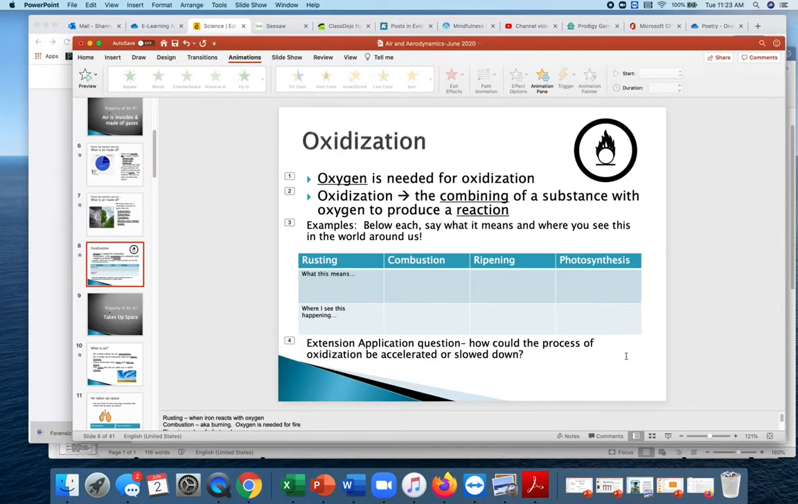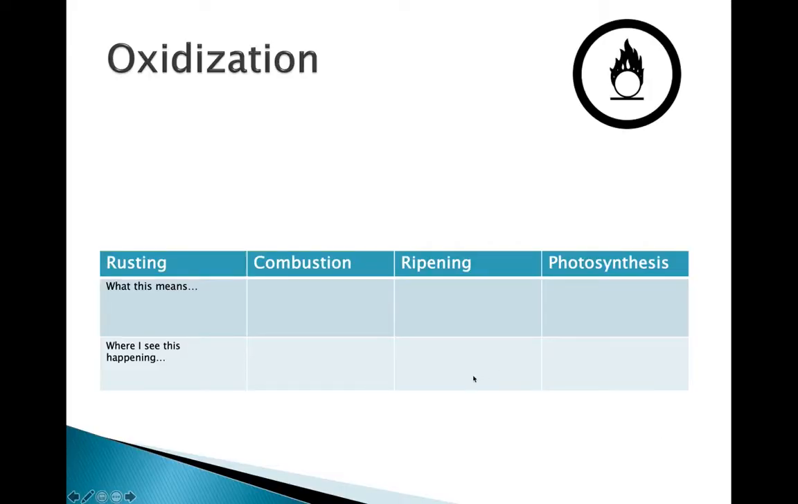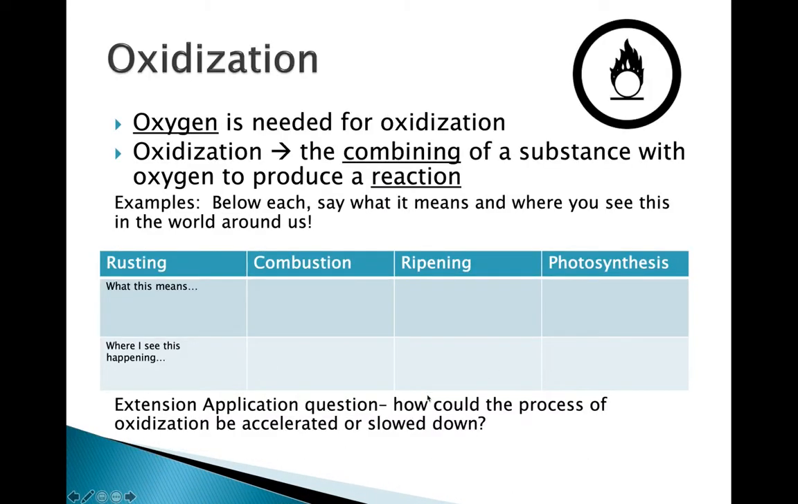So that basically means that if you were showing how it could be accelerated or slowed down, for an E, you would do both, accelerated and slowed down, with 2 examples. You would say, I'm going to do how we could accelerate rusting, how we could accelerate combustion, how we could slow down ripening, how we could slow down photosynthesis, or whatever example you think makes most sense depending upon the desired outcome, either acceleration or slowing down of the process.